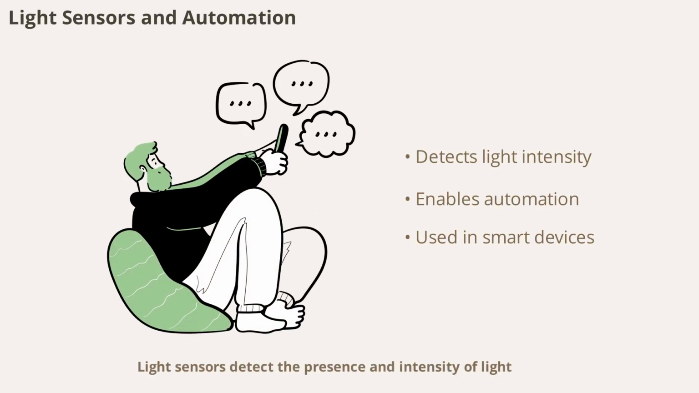Light sensors detect the presence and intensity of light, enabling automation in various devices. Lenses and filters are often used to focus or select specific wavelengths of light for accurate detection. These sensors are found in smartphones, cameras, and smart home systems, making everyday life more convenient.